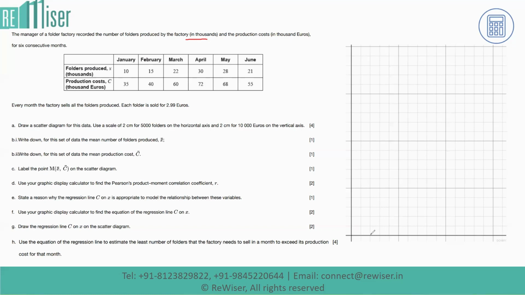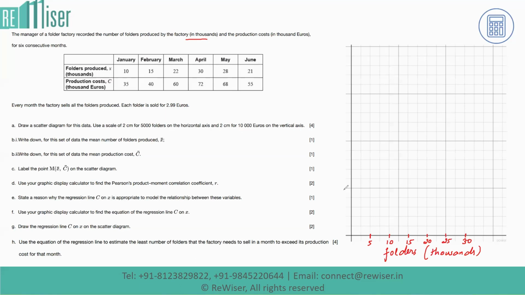So I'm going to take the 2 centimeters to be 5, in terms of thousands. The horizontal axis has to be the folders produced, in terms of thousands. So I'm going to take this as 5, this as 10, this point as 15, and this as 20, 25, and 30. The maximum number we have is only up to 28, so this is fine.